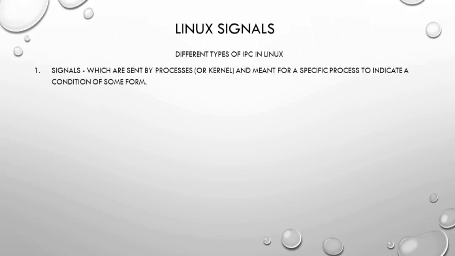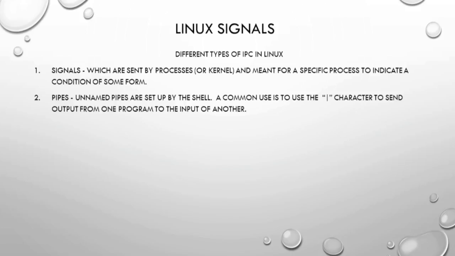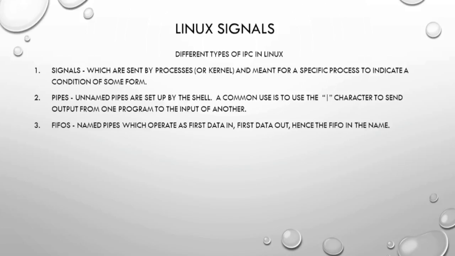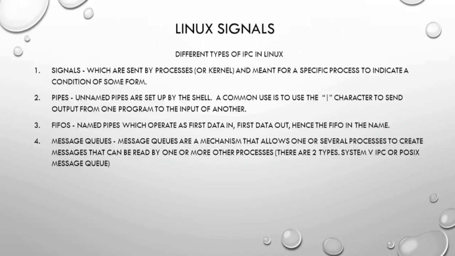Signals, which are sent by processes or the kernel and meant for a specific process to indicate a condition of some form. Pipes. Unnamed pipes are set up by the shell. A common use is to use the pipe character to send output from one program to the input of another. FIFOs. Named pipes, which operate as first data in, first data out, hence the FIFO in the name, first in, first out. Message queues. Message queues are a mechanism that allows one or several processes to create messages that can be read by one or more other processes. There are several types.